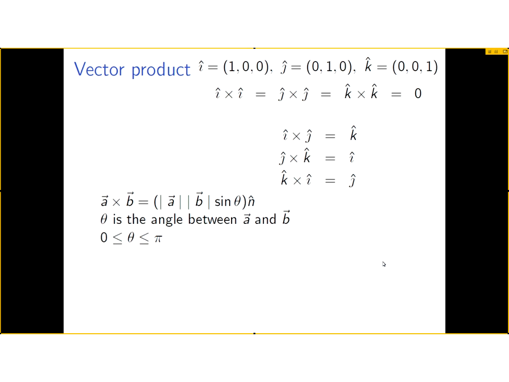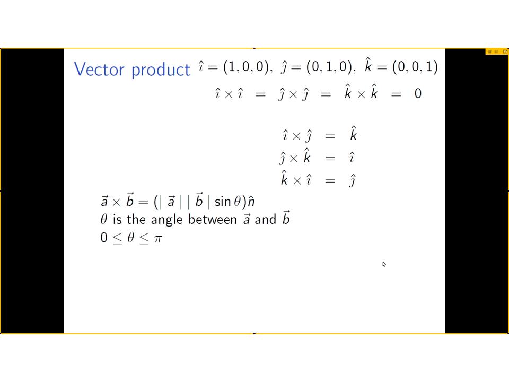So these are some standard unit vectors i, j, k. And do you know what is the cross product of i with i, j with j, and k with k? The cross product of i with i is equal to 0. Why is it 0? Because it is |i||i| sine 0, since the angle between i and i is 0.